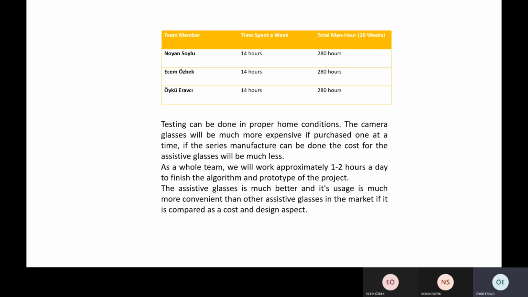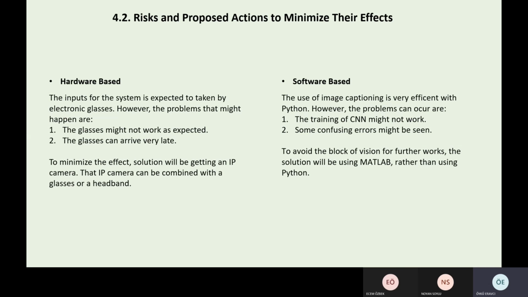Next, I would like to look at the final point today, risks and proposed actions to minimize their effects. Hardware-based: problems that might happen are that the glasses might not work as expected, and the glasses can arrive very late. To minimize this effect, the solution will be getting an IP camera. That IP camera can be combined with glasses or a headband. Software-based: the use of image captioning is very efficient with Python. However, problems can happen, such as the training of CNN might not work and some confusing errors might be seen. To avoid these issues, the solution will be using MATLAB rather than Python.